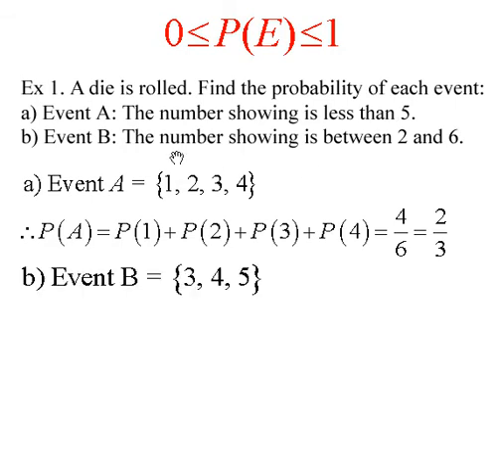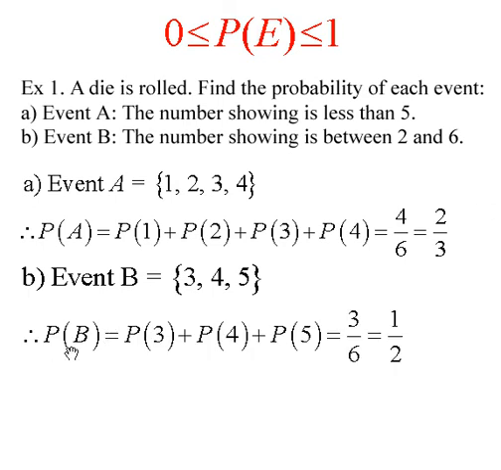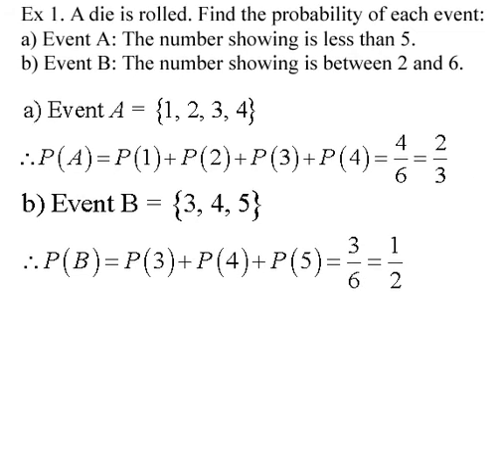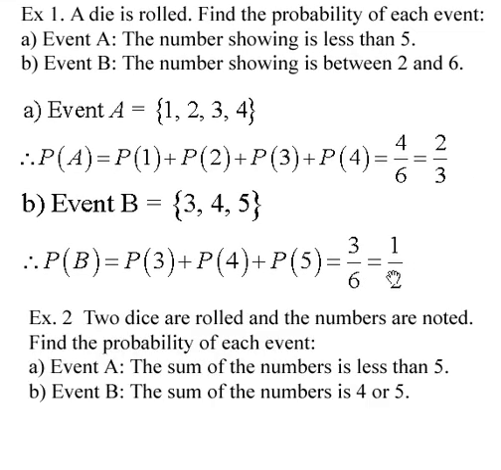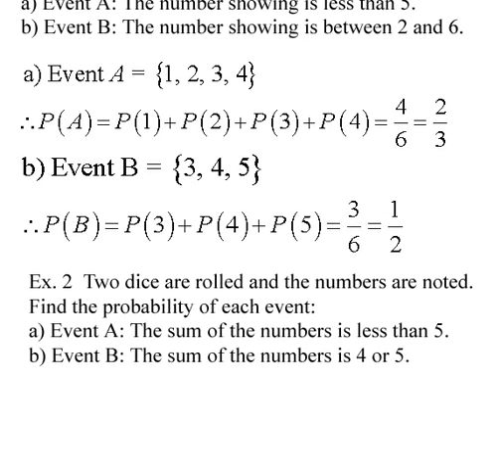For the second event, event B, the number showing is between 2 and 6, not including 2 or 6. That gives us a 3, 4, or 5. So the probability of event B, therefore, is the probability of rolling a 3, or the probability of rolling a 4, or the probability of rolling a 5. So that's 1 out of 6 plus 1 out of 6 plus 1 out of 6, which is 3/6, or 1/2.